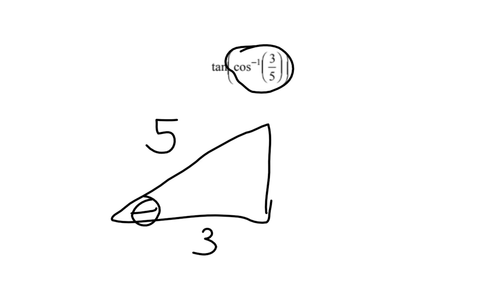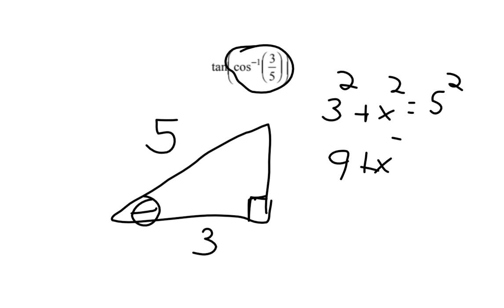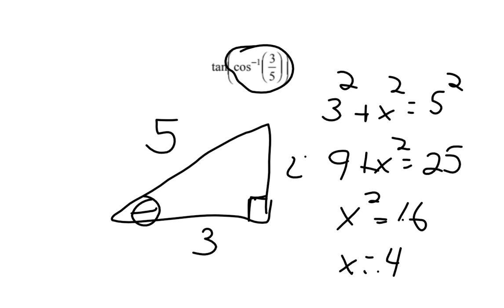To solve the rest of this triangle, I've got to do the Pythagorean theorem. I could say 3 squared plus x squared equals 5 squared. So 9 plus x squared equals 25. X squared equals 16. X equals 4. My missing side is 4. So now I have a completed triangle.